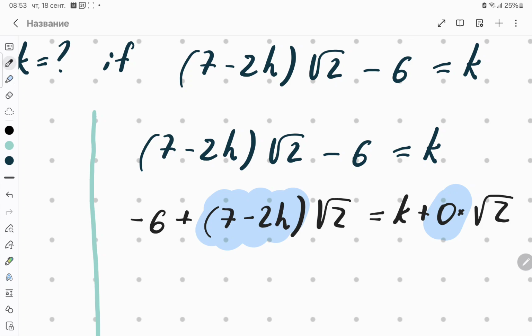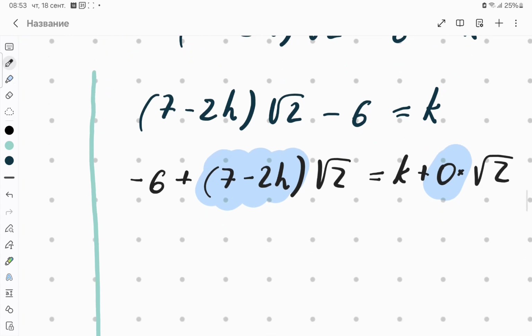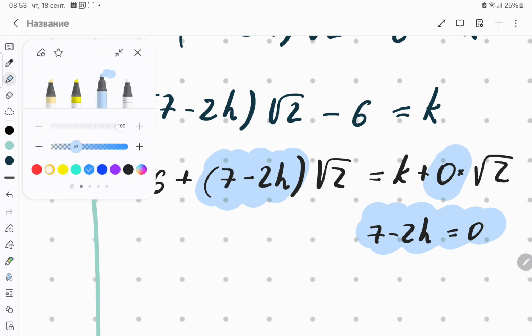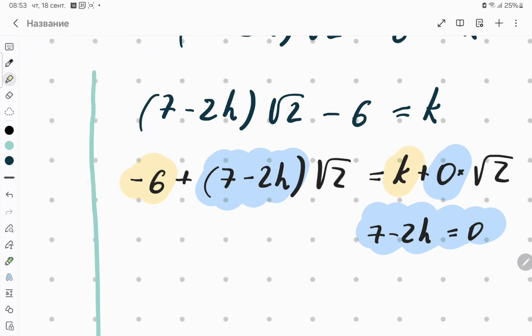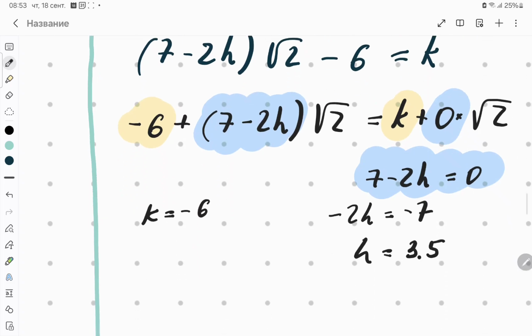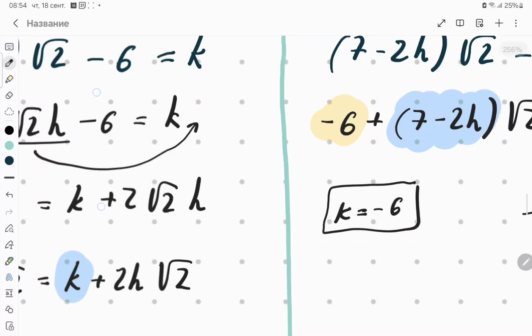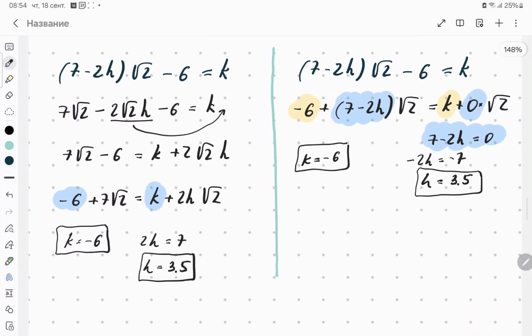So 0 again could be multiplied by any number. We are equating: 7 minus 2h is equal to 0, and another pair is negative 6 is equal to k. So our k is equal to negative 6. Solving this equation, we get the same answer as in method 1. Again, h is equal to 3.5 and k is equal to negative 6. So you see that we have the same answers in both cases.